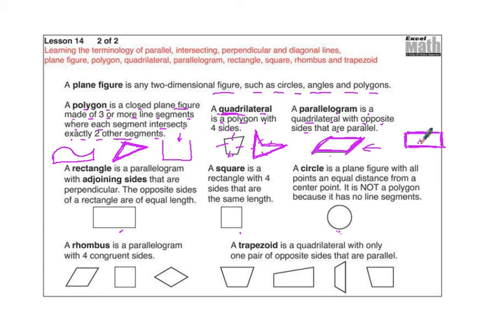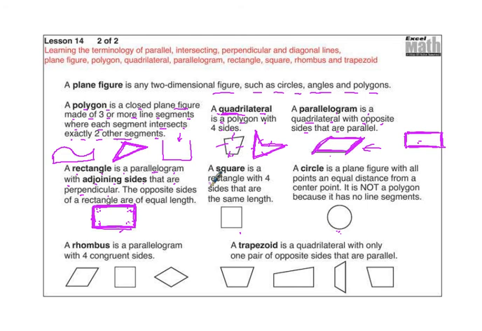Let's keep moving on. A rectangle is a parallelogram with adjoining sides that are perpendicular. Adjoining again means touching. So this side touches this side, it's perpendicular to it. This side also touches this side, perpendicular, forming a right angle. This side, perpendicular, and this side also touching this side and making perpendicular. So the opposite sides of a rectangle are equal length. This is equal to this, congruent to that, one's congruent to that, and we have 4 right angles.